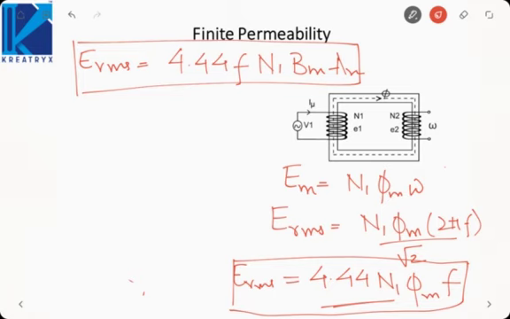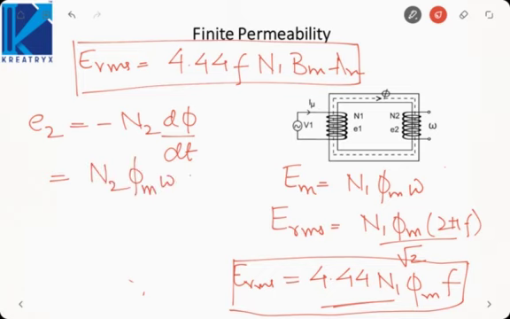Now similarly, if we were finding the EMF in the secondary winding, what will we do? Minus N2 d phi by dt. So it will come out to be N2 phi m omega sin of omega t minus pi by 2.